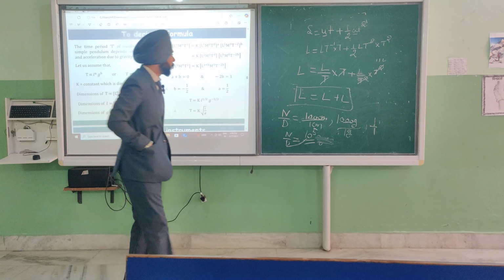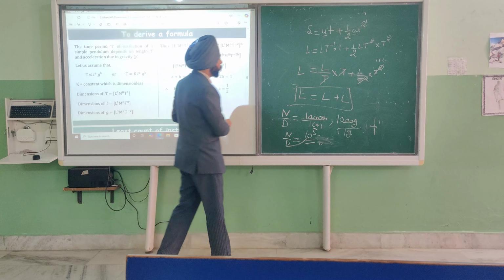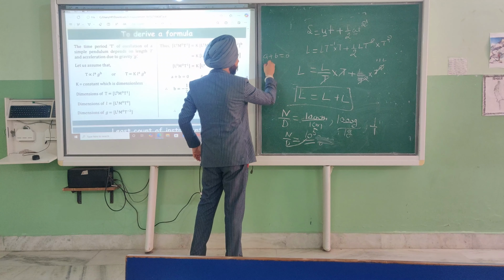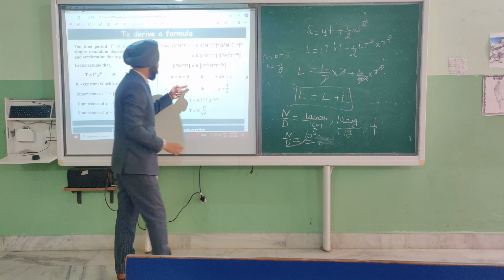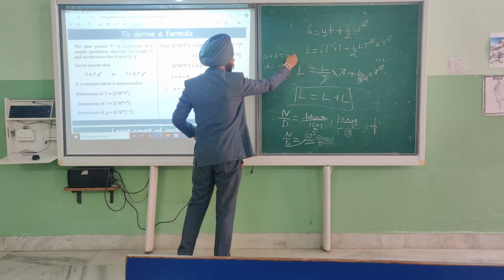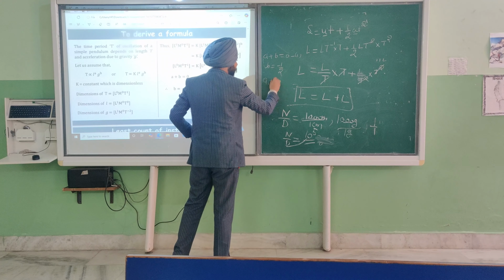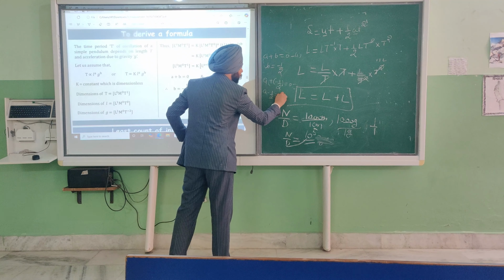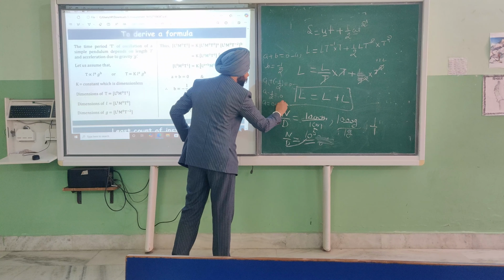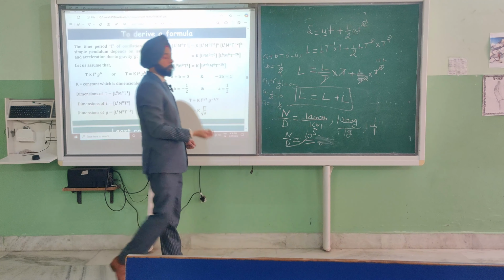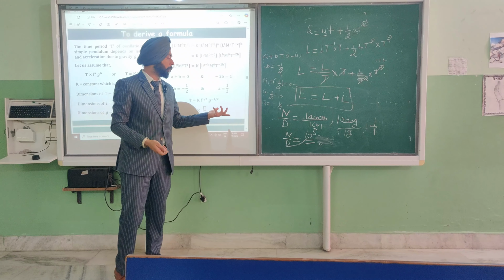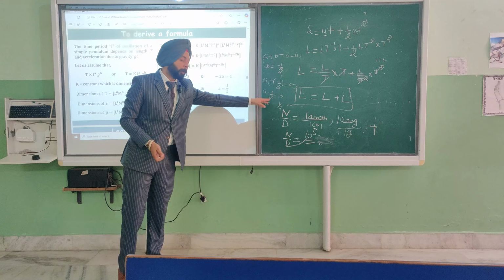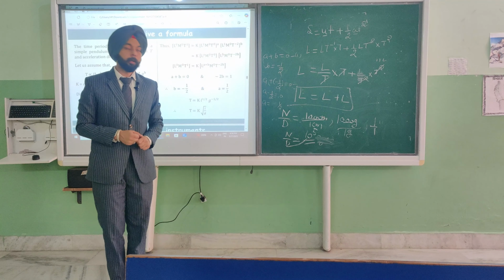If you are confused, you can focus on a plus b is equal to 0. So b is equal to minus 1 by 2. Now put the value of this in equation number 1: a plus (minus 1 by 2) is equal to 0. Now a minus 1 by 2 is equal to 0, so a is 0 plus 1 by 2, so a is equal to 1 by 2.